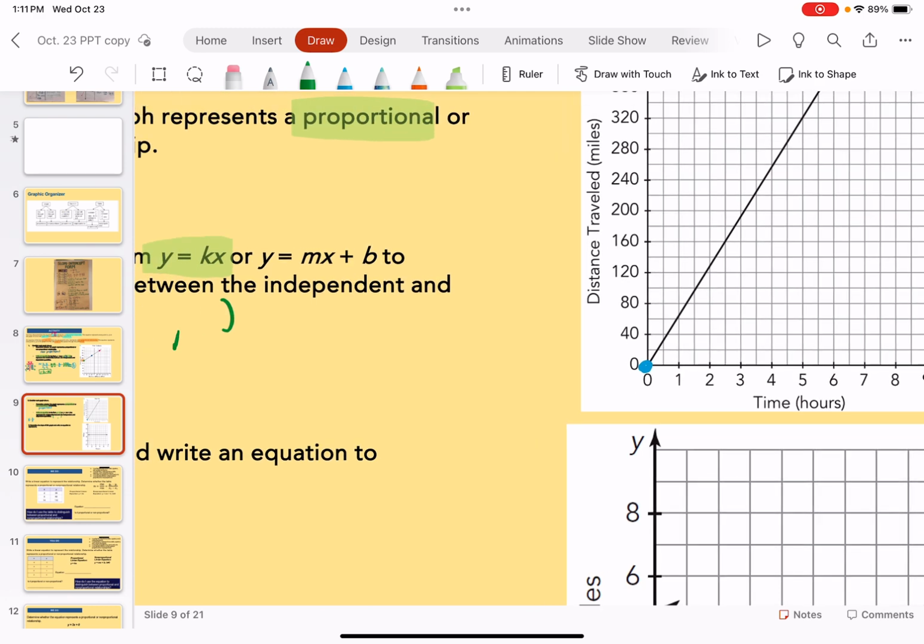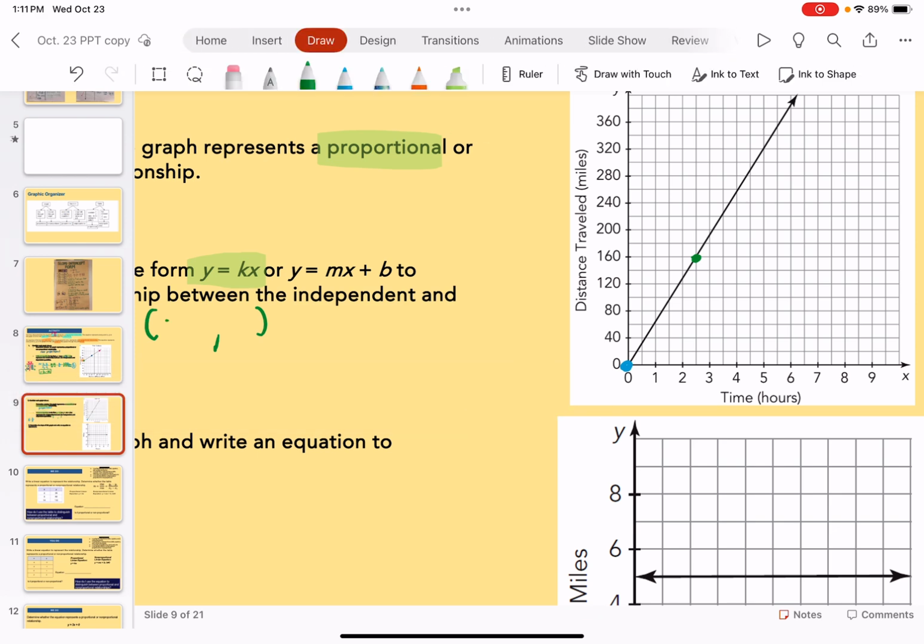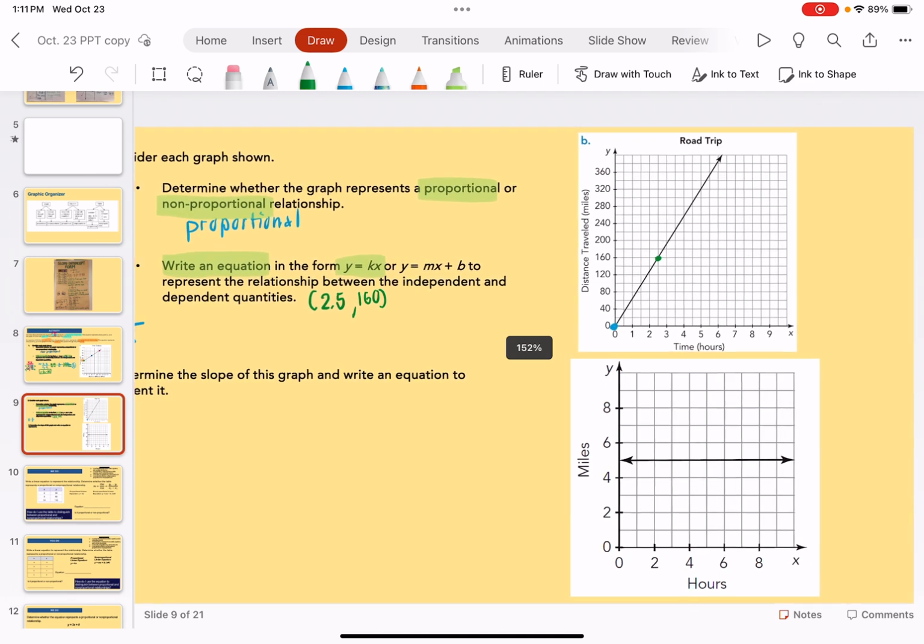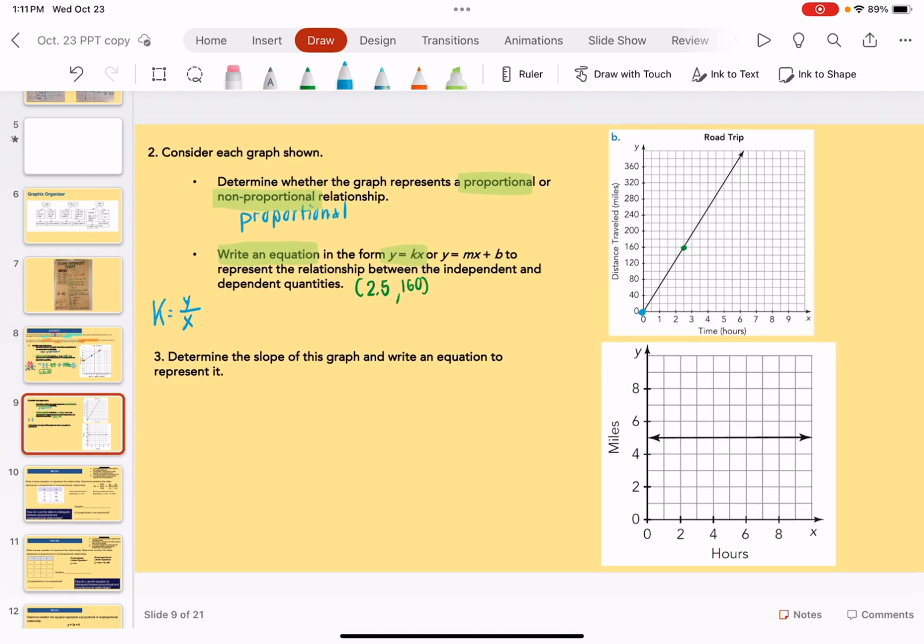So I see this one right here, and my x value is in between 2 and 3, so that's going to be 2.5. And then my y value is 160. So I have 2.5 comma 160. So from here, I'm going to go ahead and label my 2.5 my x, my 160 my y. Okay, so now I have to plug that in. So I have my y is 160, my x is 2.5. If I go ahead and divide 160 divided by 2.5, I get 64. So I know that my constant of proportionality is 64. So now when I go ahead and write my equation, I'm going to write y is equal to 64x.